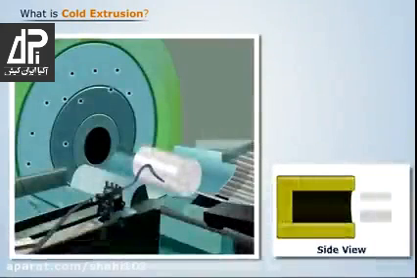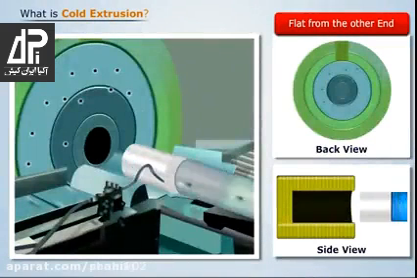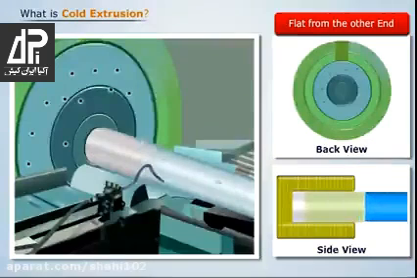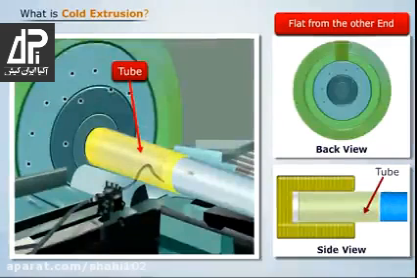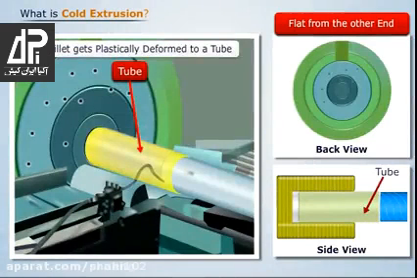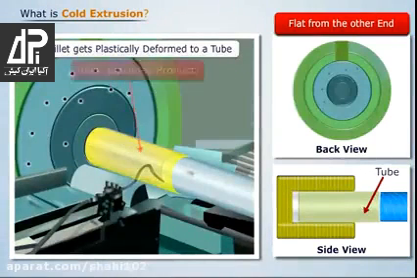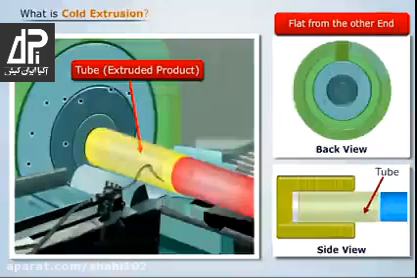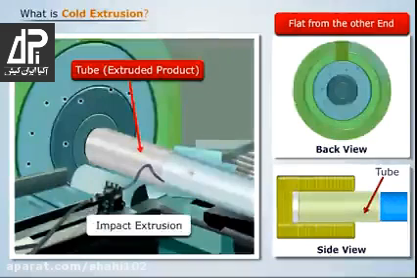Now let us consider the same billet placed at room temperature in a die that is flat at the other end. Now, when the ram strikes the billet metal with a high impact, we see that the billet flows along the surface of the ram, thus forming a cup-shaped structure. This cup-shaped structure is called a tube. Here also the billet gets plastically deformed into a tube, and this tube obtained from the gap between the ram and the die is called the extruded product. Here, since the extrusion of metal takes place in the direction opposite to the movement of the ram, it is called impact extrusion.